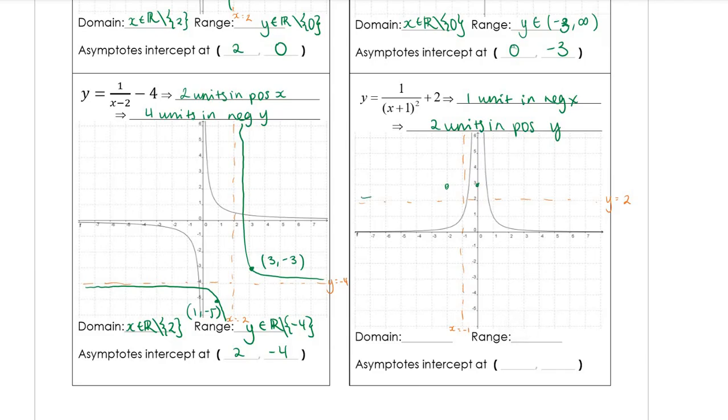So this time we're going to end up with a y-intercept that we can label just at (0, 3). And this point here is (-2, 3). Now our domain is once again going to be everything except for -1 this time. And our range is going to be from 2 to infinity, not including either of those, with our asymptotes intersecting at (-1, 2).